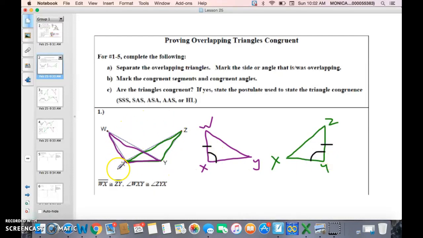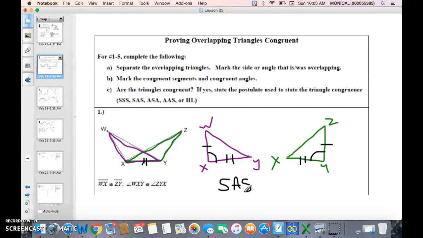Now I'm going to check this original drawing and see if there's anything else that overlaps. And I can see right here this XY overlaps on both triangles. So I'm going to go ahead and mark it here, XY, and here. And what I can see is that these two triangles are indeed congruent, and it's going to be by side, angle, side. So I would say side, angle, side.